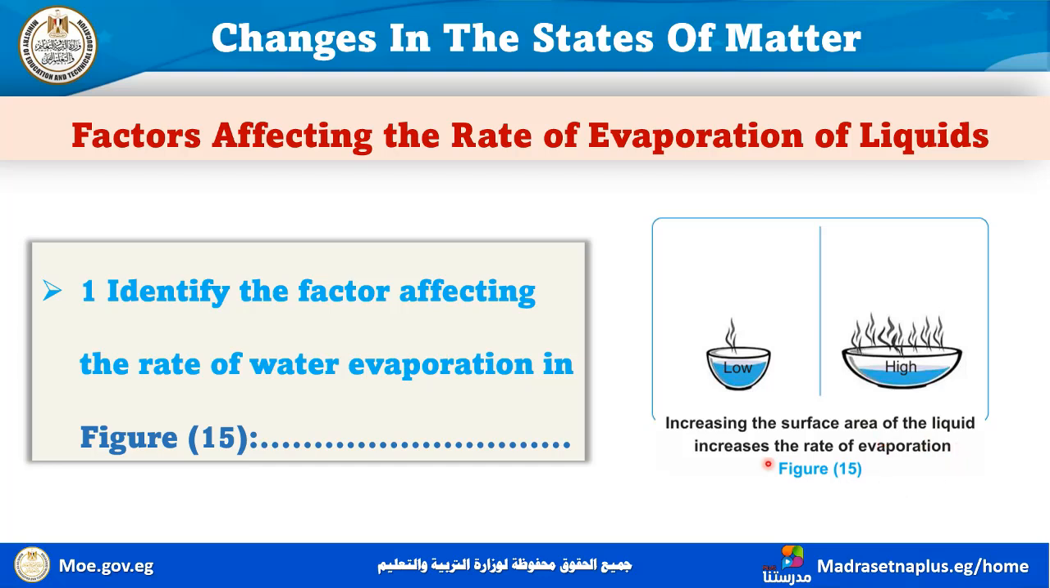So by increasing the surface area, the rate of evaporation increases, and so there is a direct relation between the surface area of the liquid and the rate of evaporation. This means while the surface area increases, the rate of evaporation increases, and if the surface area decreases, the rate of evaporation also decreases. So the second factor that affects the rate of evaporation of the liquid is the surface area.